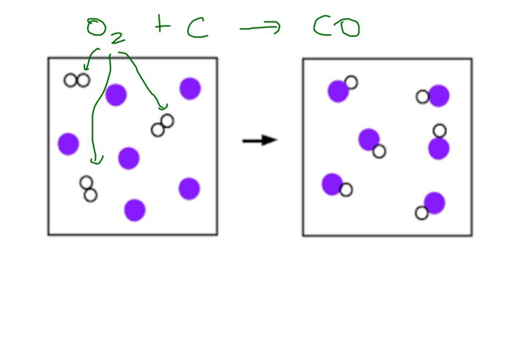What you'll notice, though, is count up everything that we have before and afterwards. There are 1, 2, 3, 4, 5, 6 little white oxygens there. And afterwards, there's 1, 2, 3, 4, 5, 6. And look at the blue carbons. There's 1, 2, 3, 4, 5, 6. Afterwards, there's 1, 2, 3, 4, 5, 6.